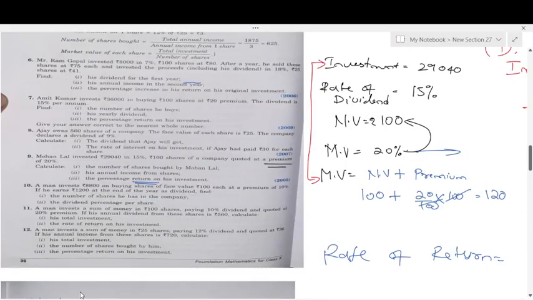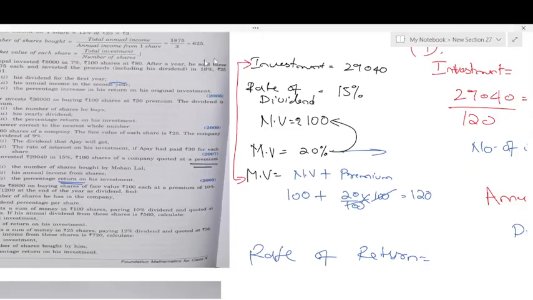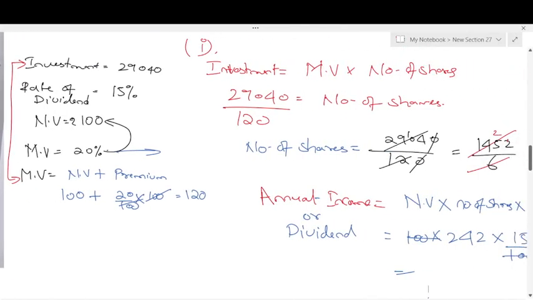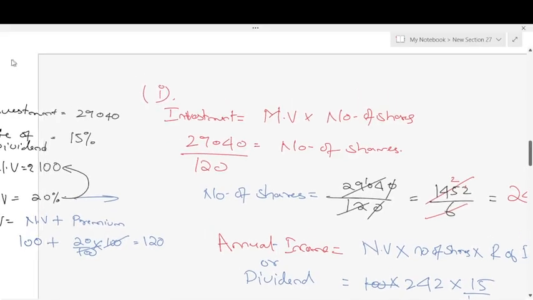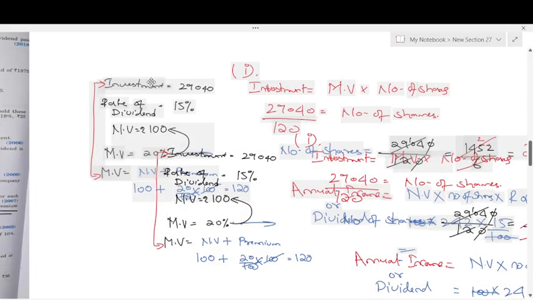Then we need to find return, percentage of return. What's the formula for percentage of return, students? Or rate of return? What's the formula? Dividend by investment into 100.